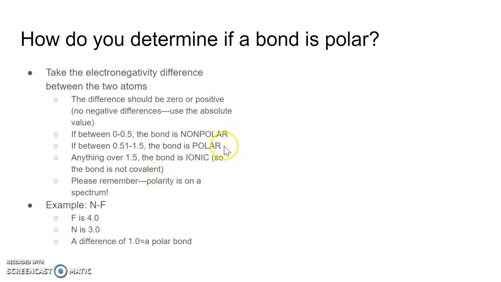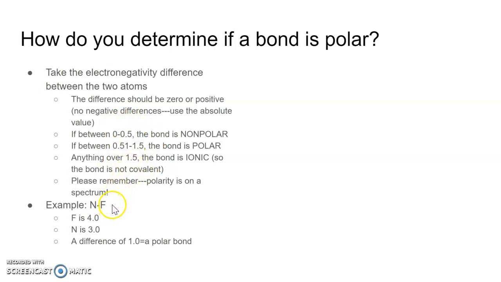Nonpolar and polar bonds are both types of covalent bonds. And then please remember, these are just general guidelines. Polarity is on a spectrum. You will see all sorts of different values on the internet when you're looking up different charts here. And people base what would be considered a nonpolar bond or a polar bond around specific bond types. You don't have to worry about that, though. You can just use these. We use these numbers because it's pretty easy to remember.